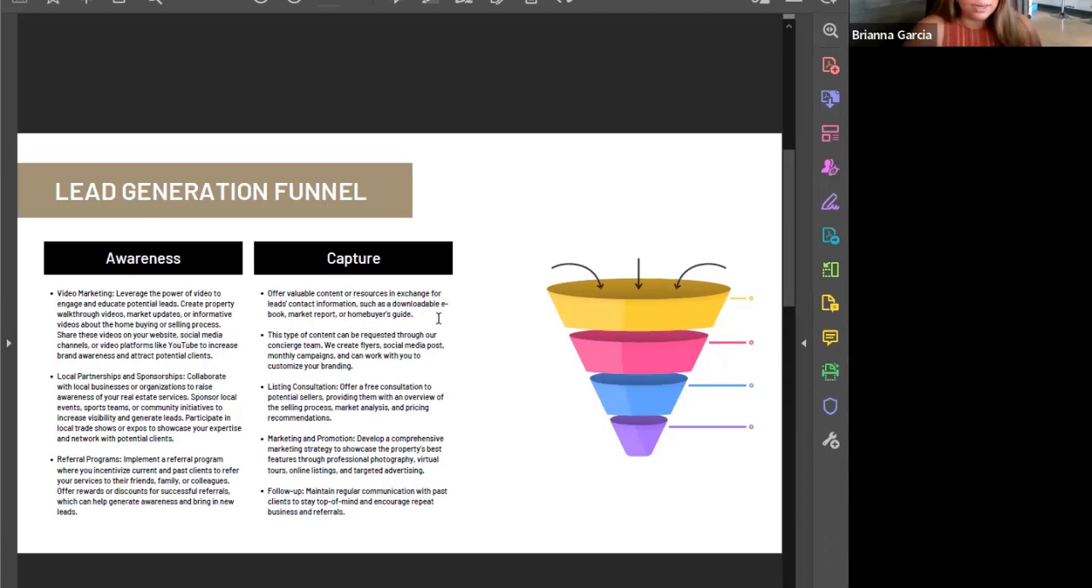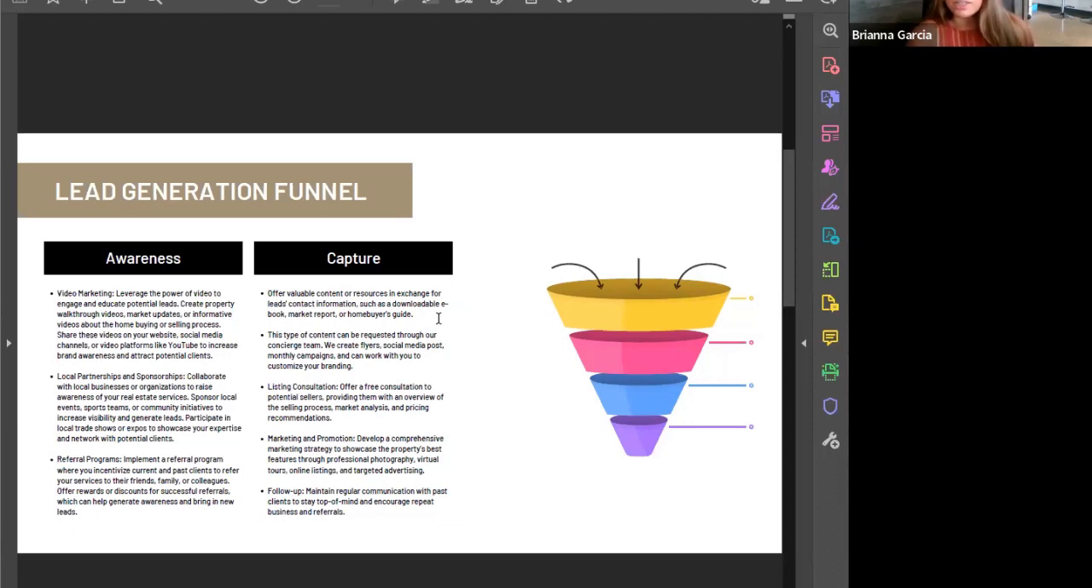Another great one to create awareness are referral groups or programs, sorry. This way you can implement a referral program where you incentivize current and past clients to refer your services to their friends, families, and their colleagues. I know a lot of our agents already do a lot of gifts for referrals. It's just another thing to keep in mind, if that's something you haven't done before. It's great. It always keeps you in mind because they know they're getting something out of it too. And for some reason, it makes us humans happy to think, oh, I got this because all I had to do is share a business card or do this. So that's really great too.